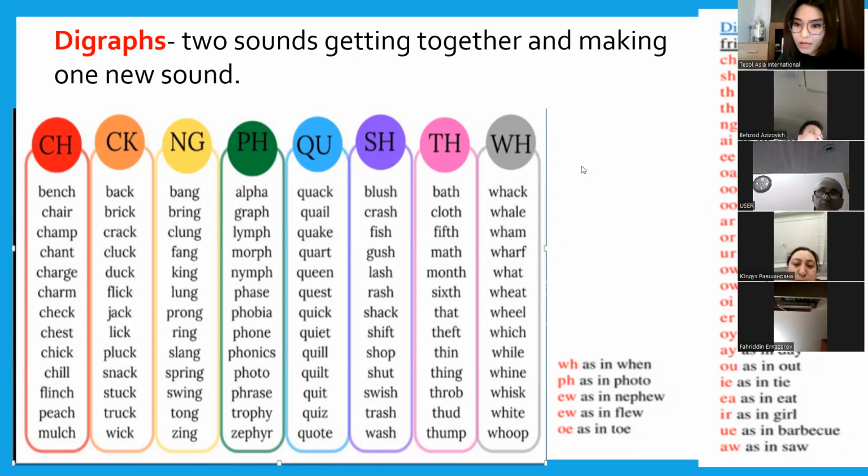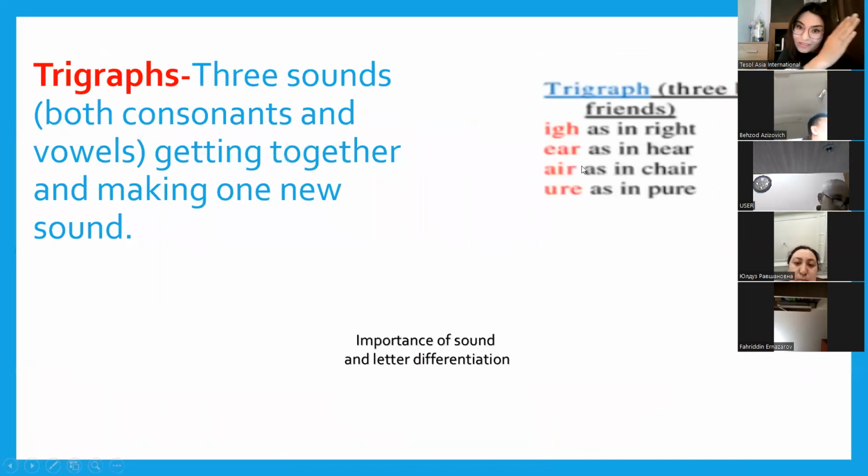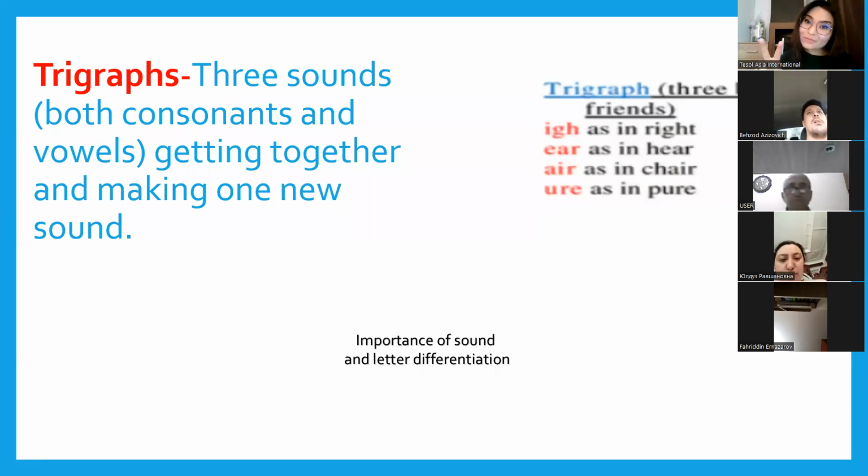And we also have trigraphs among these three sets. And trigraphs are three letters, both consonants and vowels, getting together and making one new sound. Imagine three letters making one sound. And they are called three best friends as well. So if you don't want to say terms like trigraphs, digraphs, you can say that two best friends make one sound, three best friends make one sound, to your younger learners.